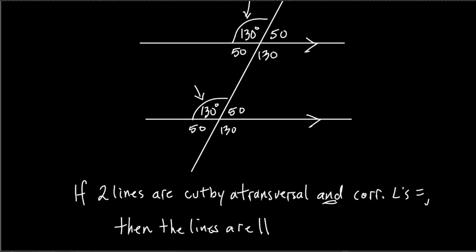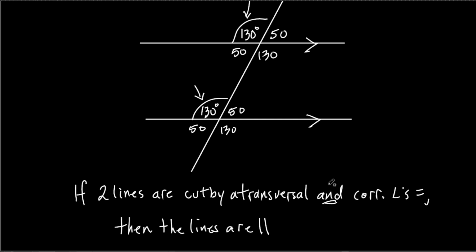I'll put just the symbol for parallel. Okay? So this is a little different. We kind of switched the if and then around from what we did yesterday. So this one just says, if the corresponding angles are equal, then the lines are parallel. Yesterday we said, if the lines were parallel, then the corresponding angles are equal. You see the difference? So they're not telling you right up front that the lines are parallel. They just give you two lines cut by a transversal, and they tell you that the corresponding angles are equal. That means that these lines are parallel.